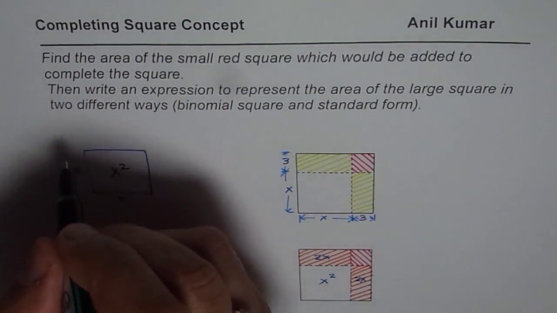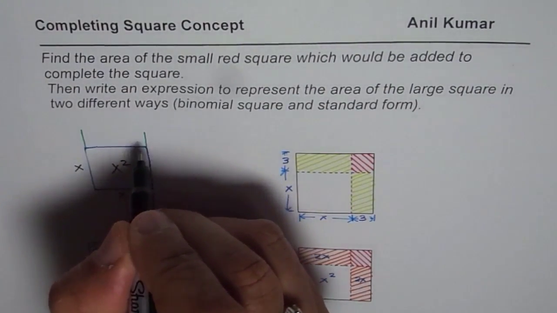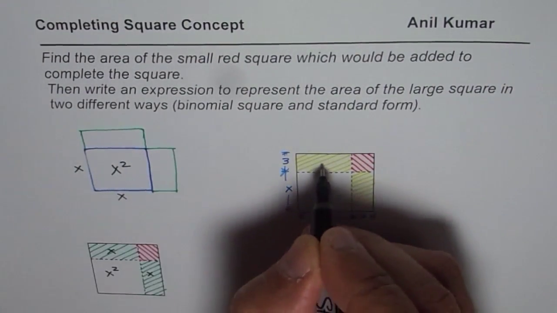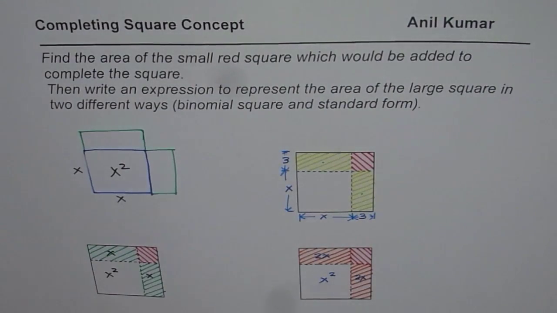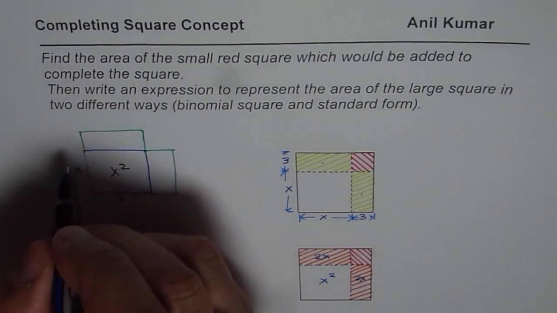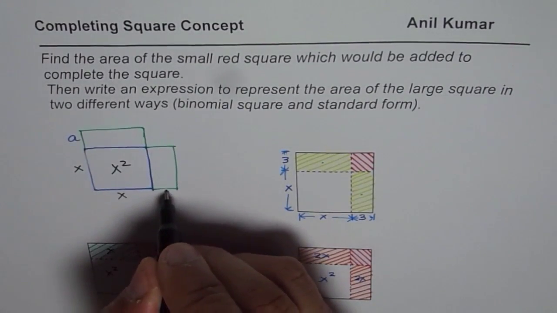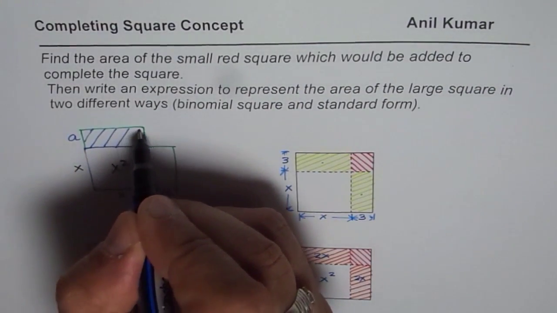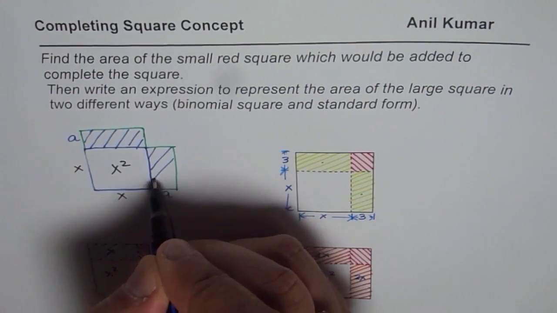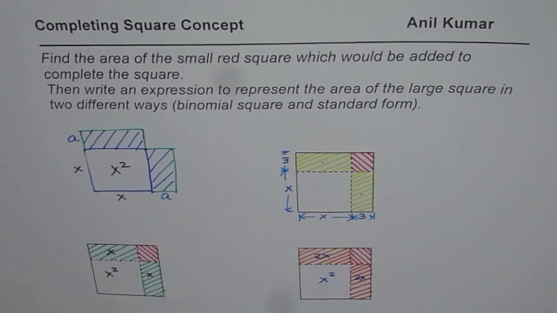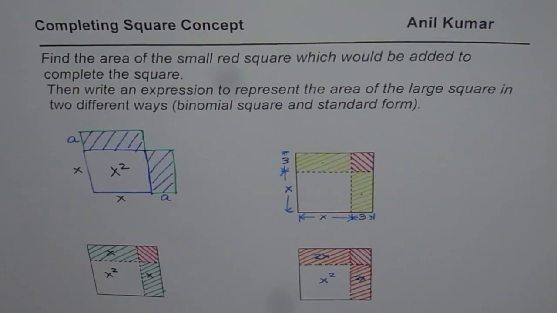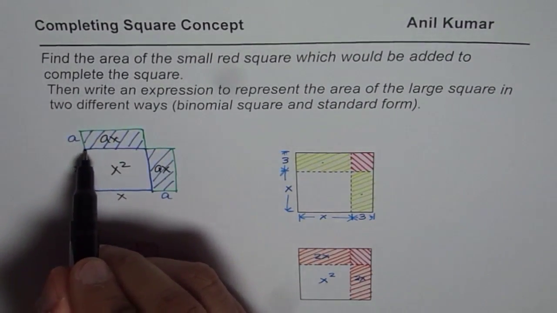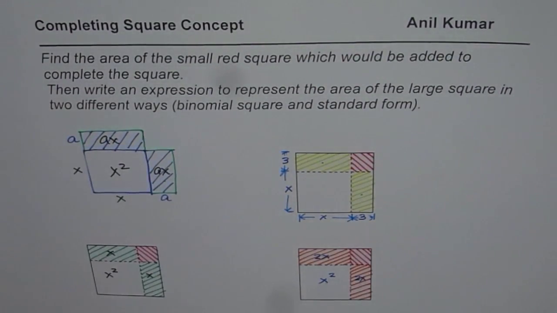Now on top of this square we have a rectangle. We have a rectangle on the side also, like this. So these are the two rectangles. And let the width of the rectangle be a in both cases. So this is a. So I have this rectangle on top of the square whose area is how much? It should be a times x. A is the width and x is the length, so that gives me a times x.